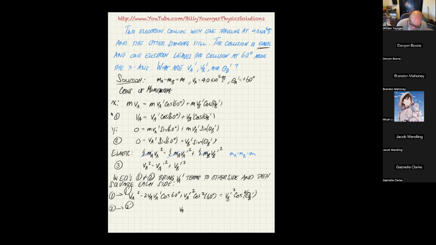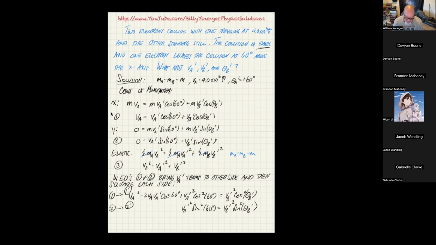So this is cosine squared 60 degrees. And then the other side is going to be VB prime squared cosine squared theta B prime, like that. Now, let's go ahead and erase this part that I was doing. Now we're going to do the same thing to equation 2. So I'm going to bring the VA prime sine squared 60 to the left, and I'm going to write it over here for good reason. So I'll write VA prime squared sine squared 60 degrees is equal to VB prime squared sine squared theta B prime, like that.